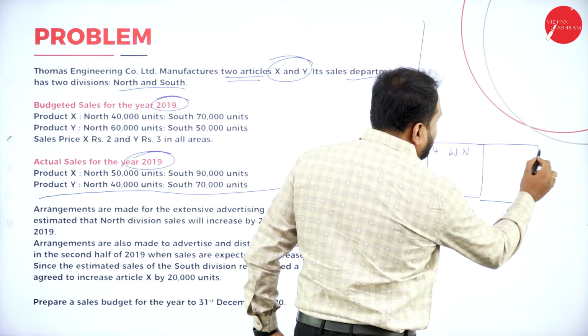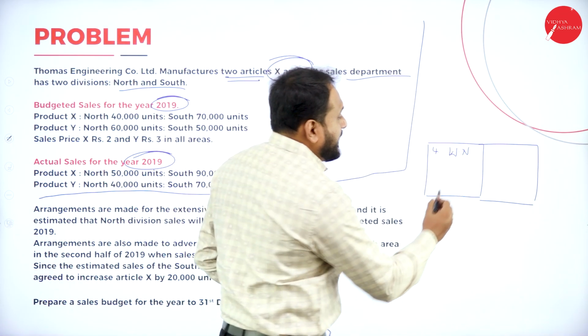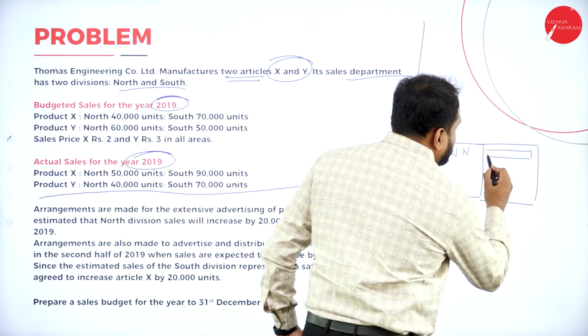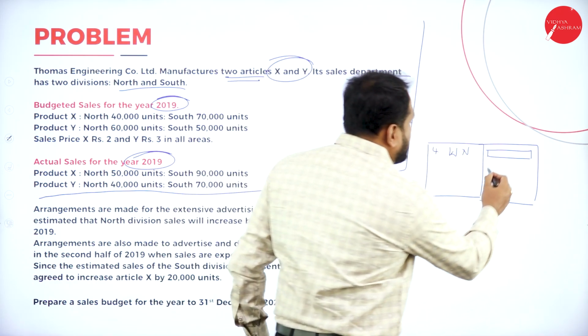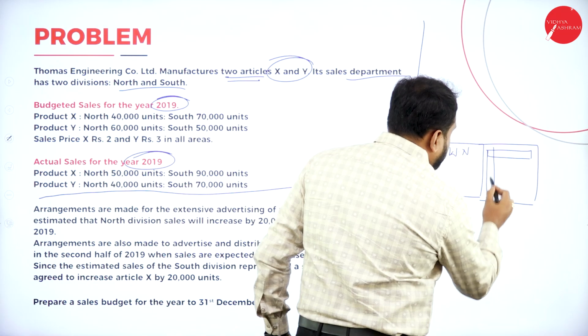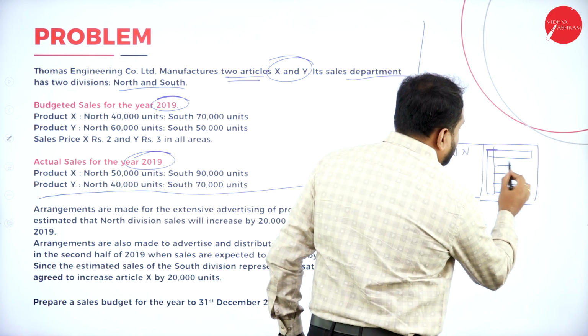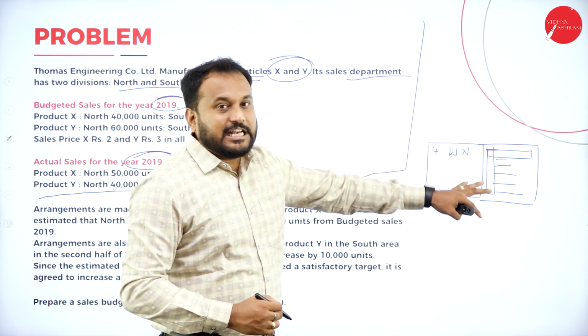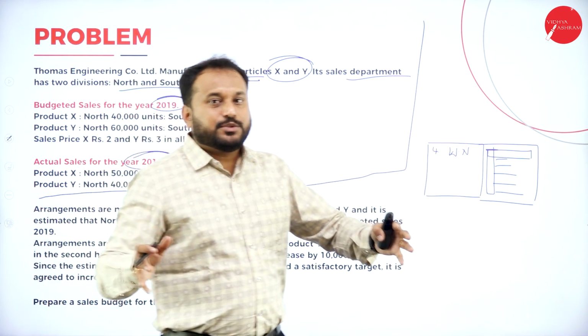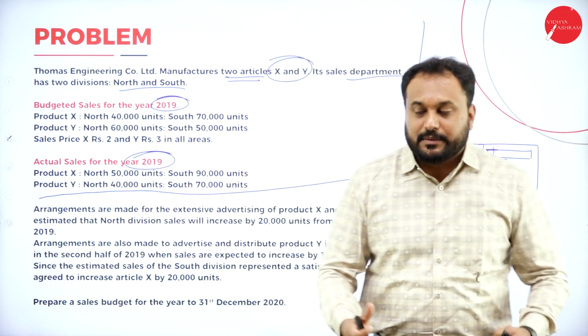Here you start solving. I'm telling you students, don't do the solving in vertical format. Do a horizontal solving, horizontal way. Like this you solve it. This is how you are supposed to go with the solving of sales budget, because you really require a little more space when you solve the problem.